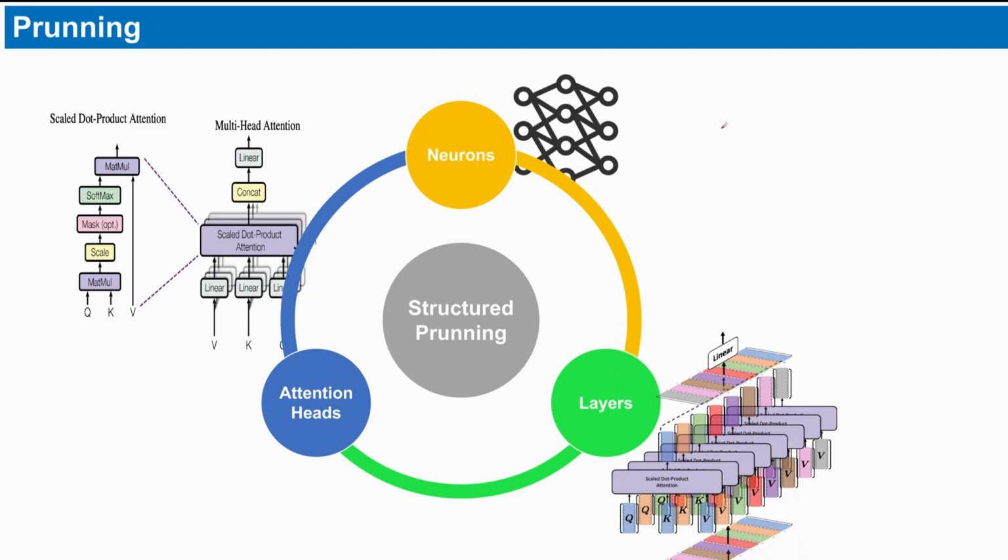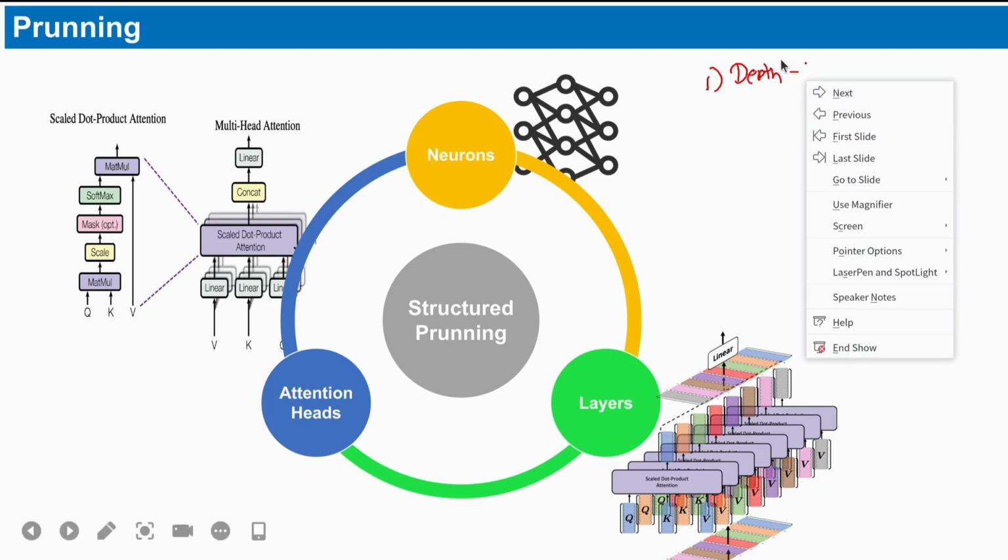As I said, they are using structured pruning. This structured pruning can be applied to all the components of our architecture. It can be the neurons in the feed forward network, or the entire layers, or an entire block, or the attention heads. There are two types of structured pruning. One is called depth pruning.